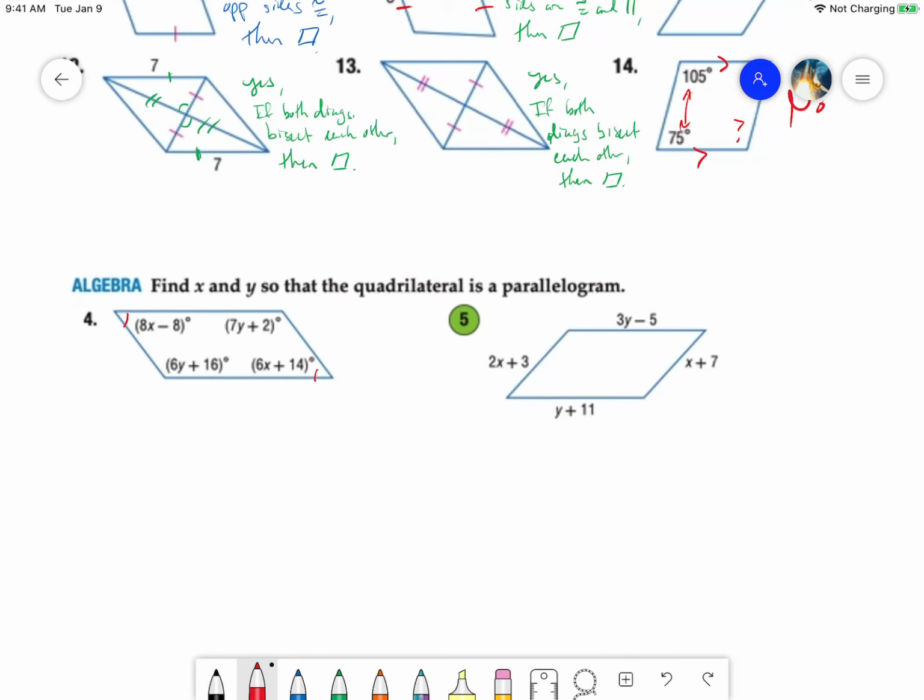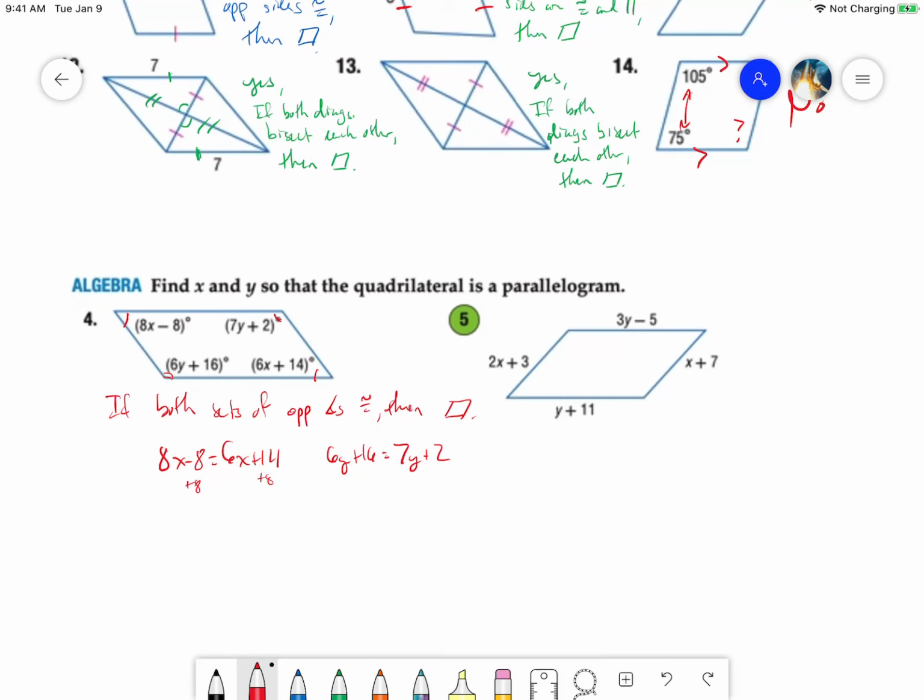we're going to use this idea that if both sets of opposite angles are congruent, then it's a parallelogram. Okay, so we're going to use that idea to set this up. That would mean that 8x minus 8 would have to equal 6x plus 14, and that 6y plus 16 is equal to 7y plus 2. So now that's given us enough algebra to be able to actually solve for both x and y, which is nice. Okay, so I'm going to solve for x here by adding 8.